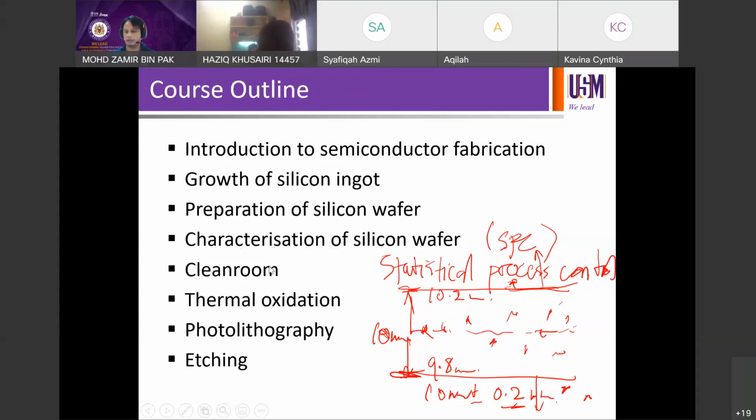So how does it look like? What are the criteria for it to be a clean room? And then we're going to learn the first process, which is thermal oxidation. Okay, how do we grow oxide? Okay, oxide, silicon dioxide on the silicon wafer.